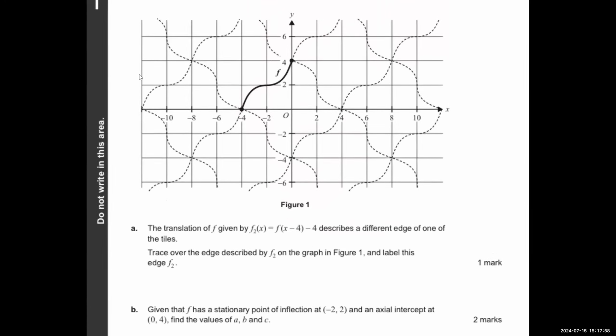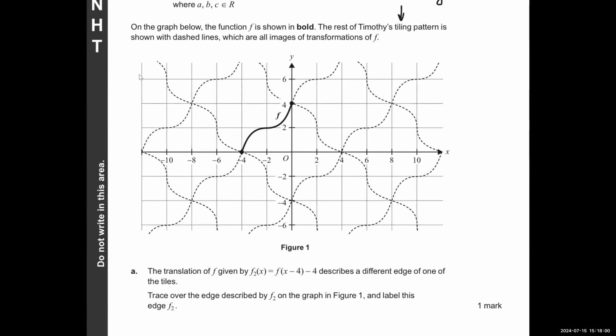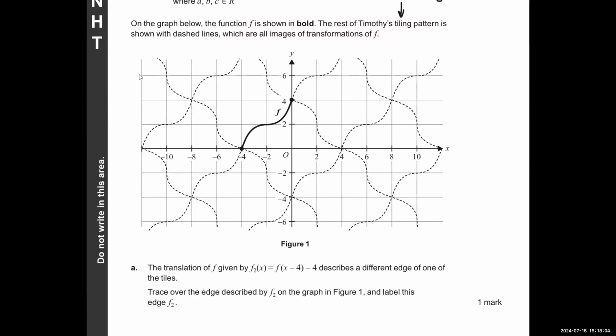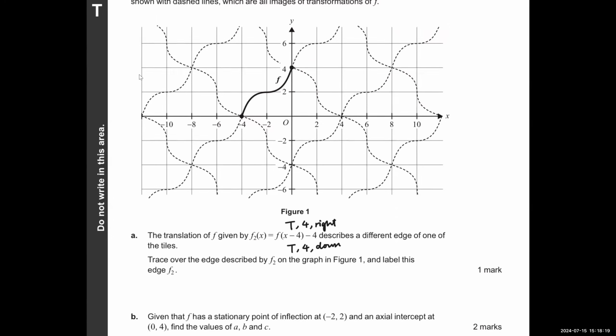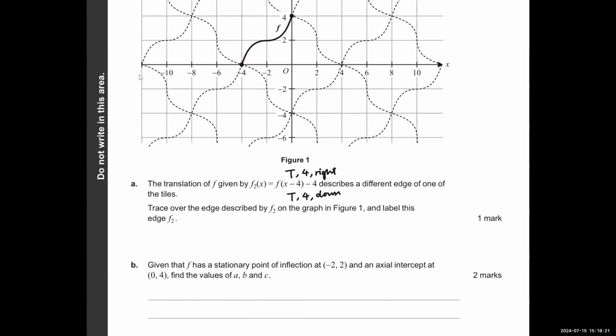So the translation of f given by f2(x) is f(x minus 4) minus 4. So this is a translation by 4 units to the right, and then a translation of 4 units down, okay? It describes a different image, a different edge of one of the tiles. Question part A wants me to trace over using your pencil, preferably.